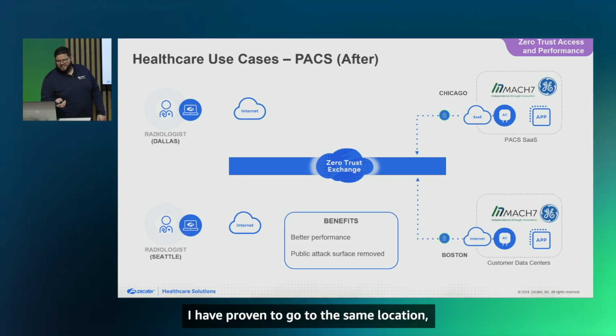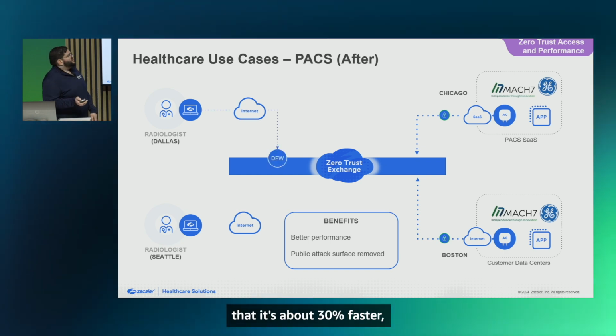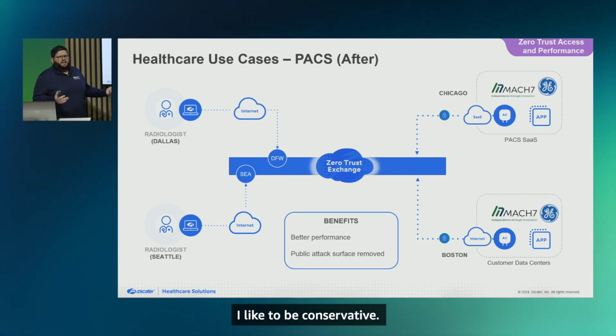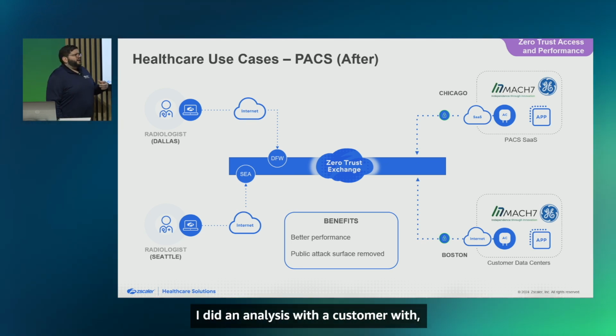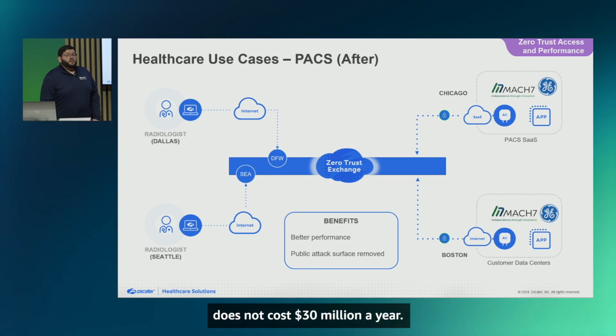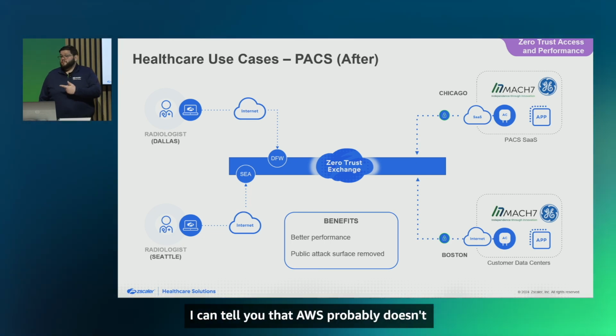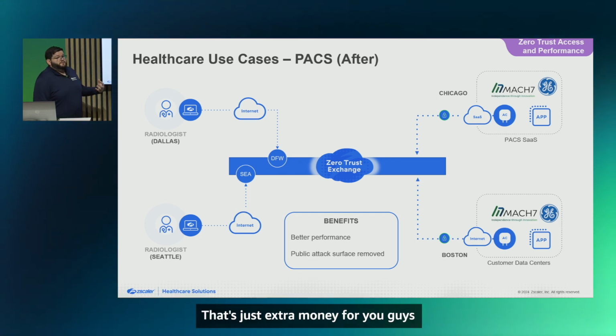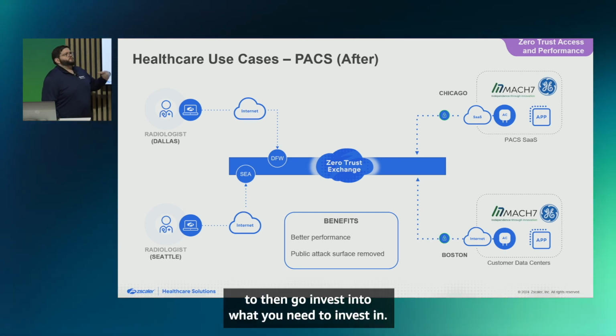So if I can get you to Zscaler, which like I said earlier, I have proven goes to the same location, that's about 30% faster. If I can get you one extra read a week, let's just say, and it might be more, right? I like to be conservative. I did an analysis with a customer with, I think it was 500 remote radiologists. It's about $30 million in revenue a year extra. I can tell you that Zscaler does not cost $30 million a year. I can tell you that AWS probably doesn't cost $30 million a year either. That's just extra money for you guys to then go invest into what you need to invest in.